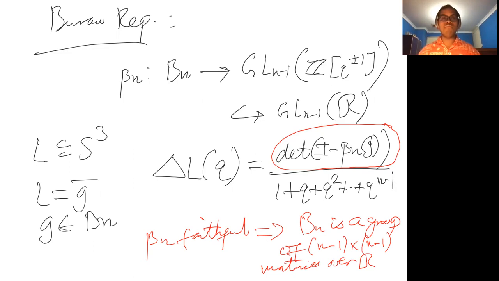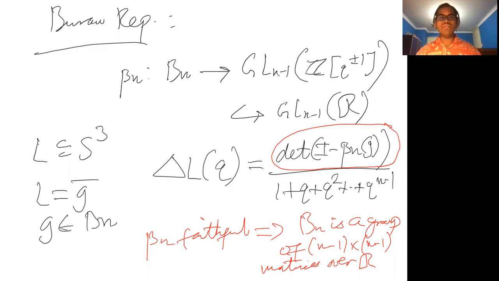Because you simply map by Burau, and you can think of every element of Bn as an n minus 1 by n minus 1 matrix. So that's another beautiful reason, because the braid groups have a very abstract algebraic structure, so it would be really cool to study them arithmetically in this way. So these are two reasons that initially motivated the study of this faithfulness question.